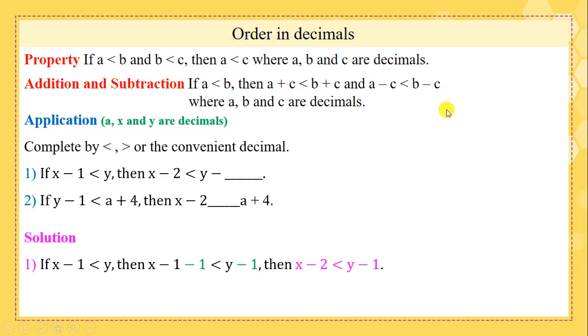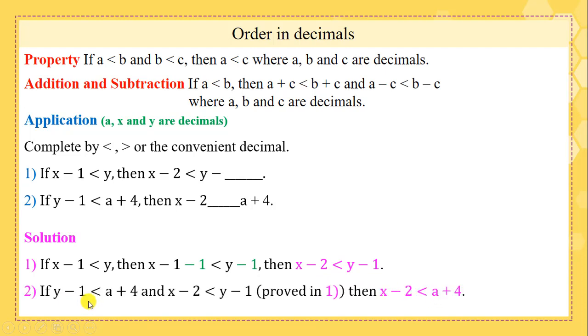But due to our rule of addition and subtraction, as we subtracted 1 from the left side, we have to subtract 1 from the right side. So we will have x minus 1 minus 1 less than y minus 1, so x minus 2 less than y minus 1.